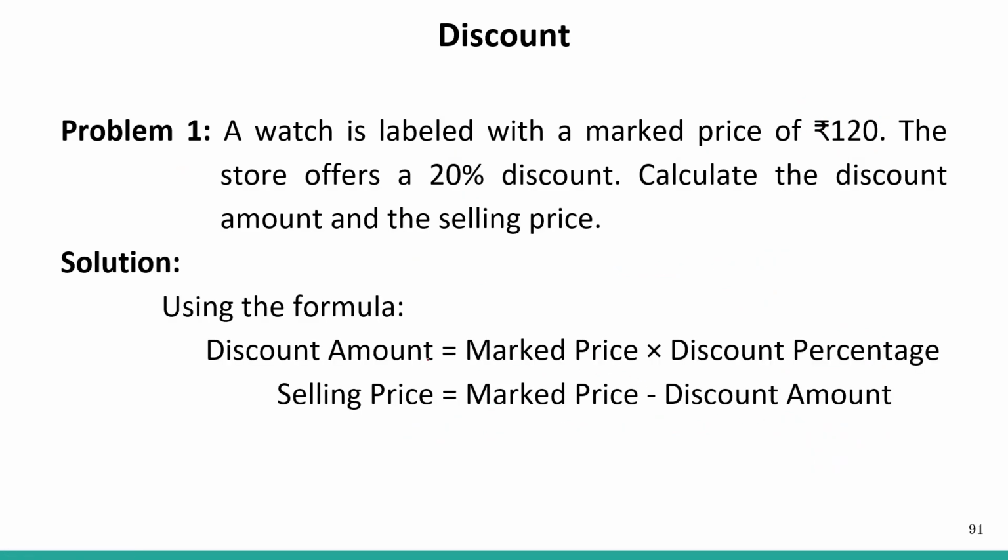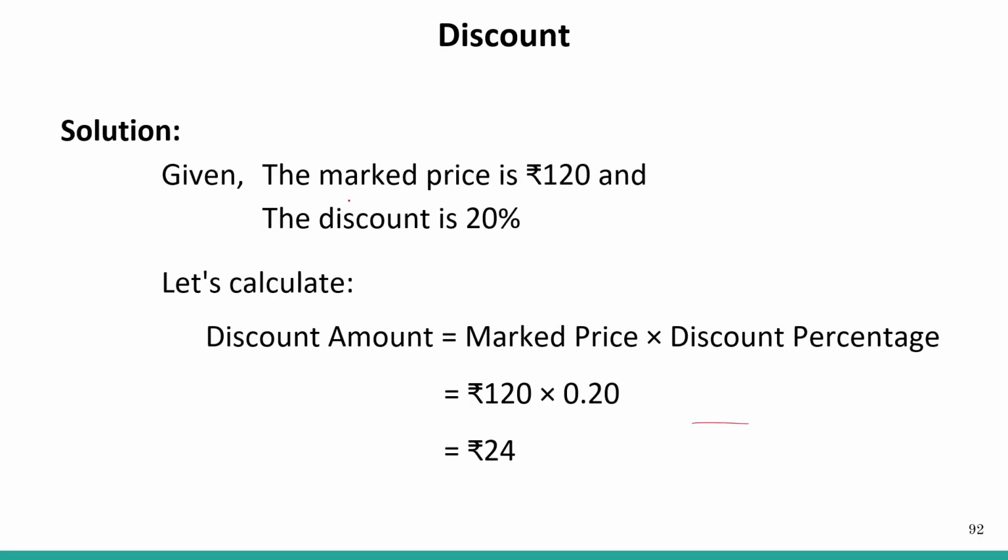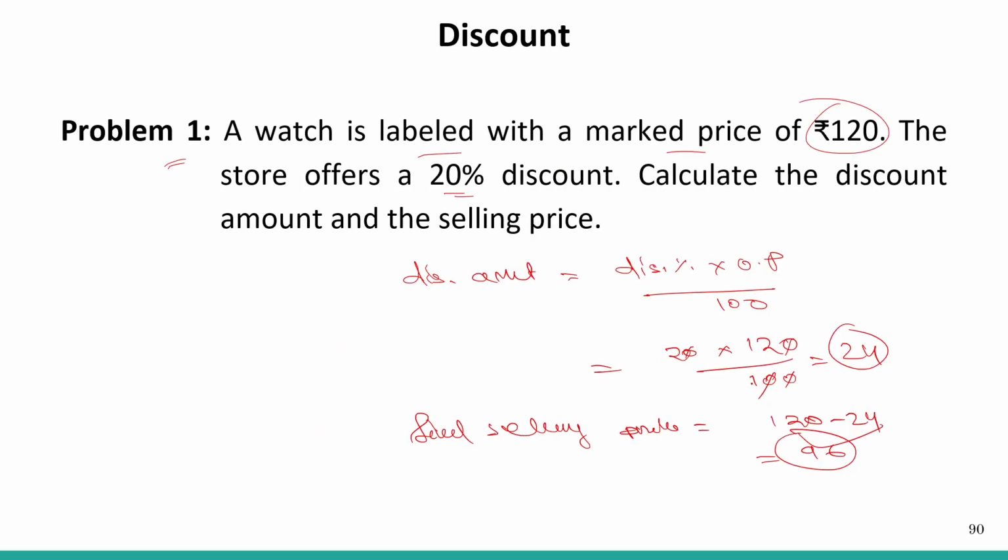So let's see the step-by-step solution. Using the formula, discount amount is equal to mark price into discount percentage. Selling price is equal to mark price minus discount amount. So the mark price is 120, and discount amount will be 120 into 0.20, because the discount percentage here is in decimal form. If it is not in decimal form, then we'll divide it by 100 as I have done here.